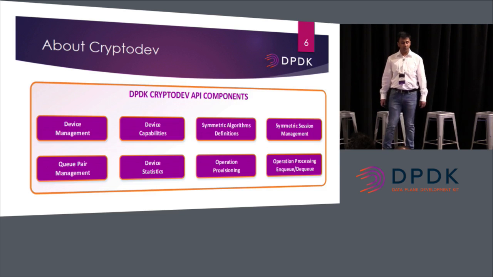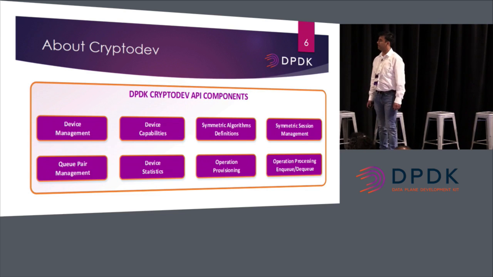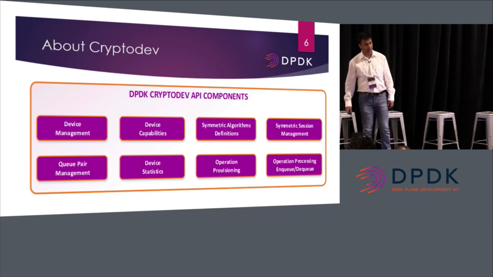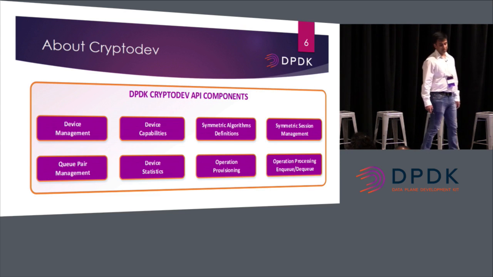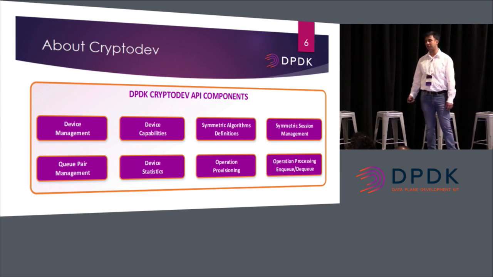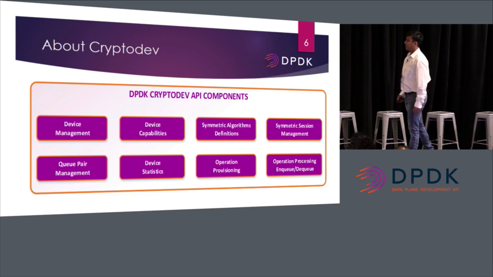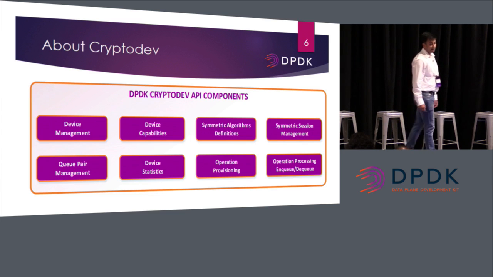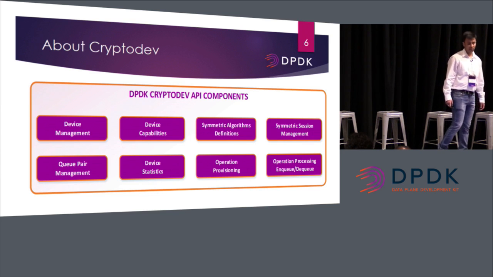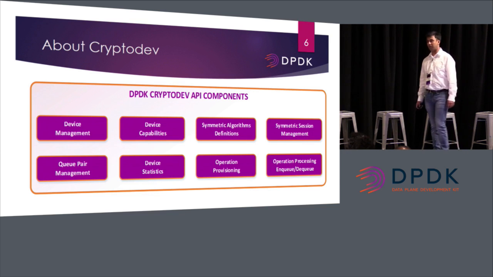In terms of a brief overview, there are 8 main components in the API, which are device management, device capabilities, algorithm definitions, session management, in which you get the op structure and define all your details there. We have queue pair management. We have device stats, operation provisioning, operation processing, and enqueue and dequeue.